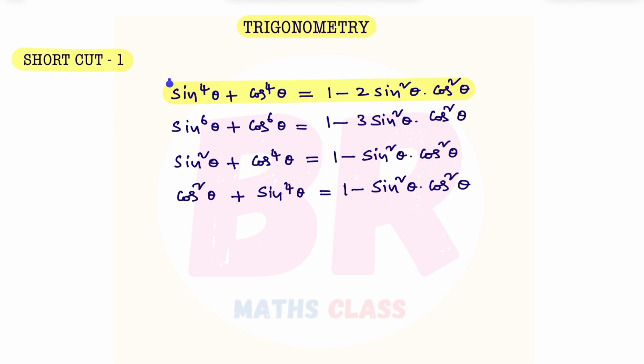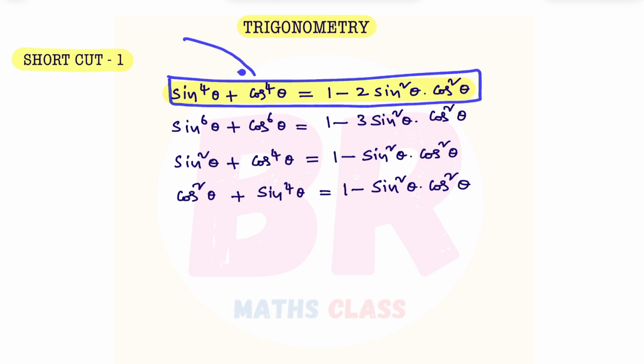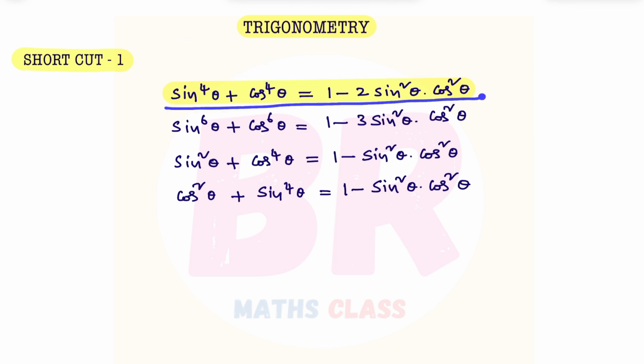You see this first one: sin^4 theta plus cos^4 theta is 1 minus 2 sin^2 theta cos^2 theta. You can remember it as a formula, or else every time you need to derive sin^4 theta plus cos^4 theta. However, in case you forgot this, you must know the derivation. So first I'll derive all these 4 results and then we do problems related to them.